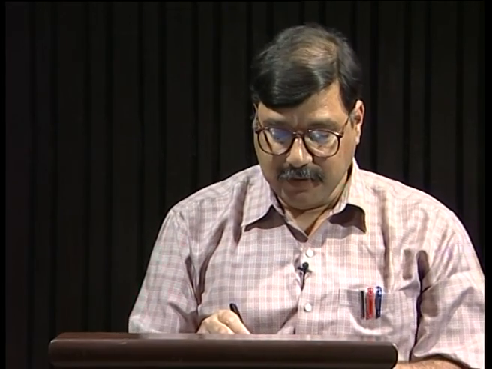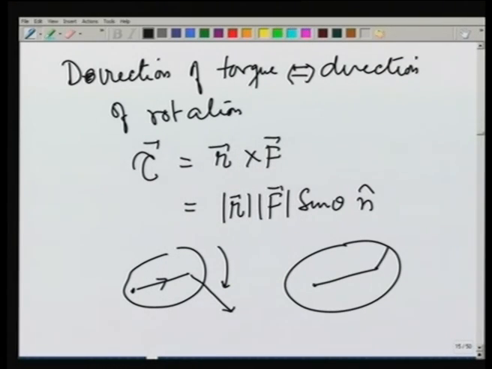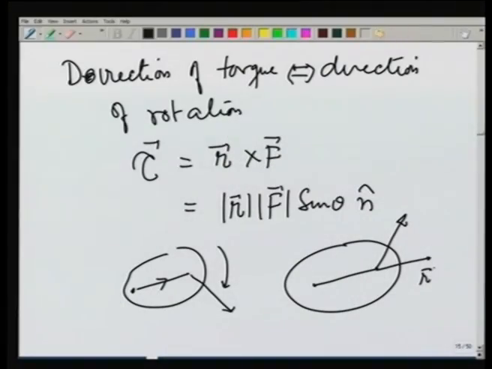as you can see. If there is a body held here, if the force is this way, then r cross F is going to go into the board. So, the body, you can see, has a tendency to rotate this way. On the other hand, if the force is in this direction, then r cross F is coming out of the plane of this board, and the body has a tendency to rotate in this manner. So, this is how we relate the torque direction and the direction of tendency of rotation.